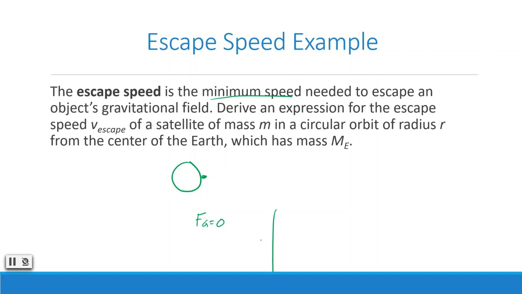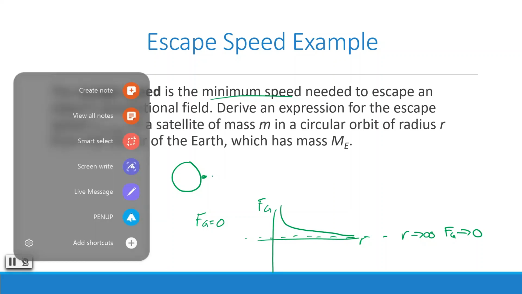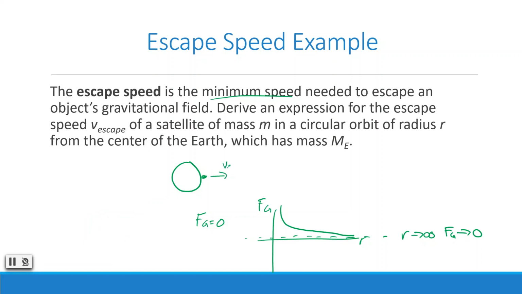Well, our gravitational force is an inverse square law, and it has an asymptote. As r approaches infinity, the gravitational force goes to 0. So what that means is in order to escape, you have to get infinitely far away. So one of the assumptions we have to make is that we need to have a speed, whatever this v escape is at the surface right here. It has to be fast enough so that it can actually reach a distance of r equals infinity.